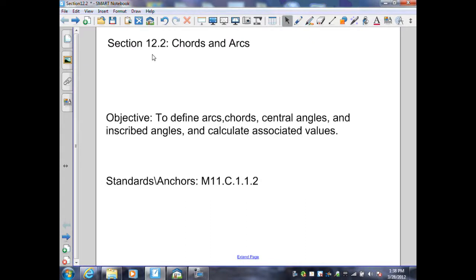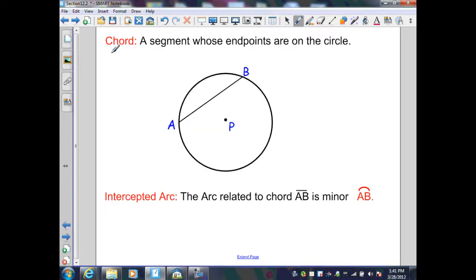Section 12.2 continued, defining chords and their related arcs. First, we want to define a chord in a circle. A chord is a segment whose endpoints are on the circle. In the diagram of circle P, I have a segment with its endpoints, point A and B, that lie on the circle. Therefore, segment AB is a representation of a chord in circle P.